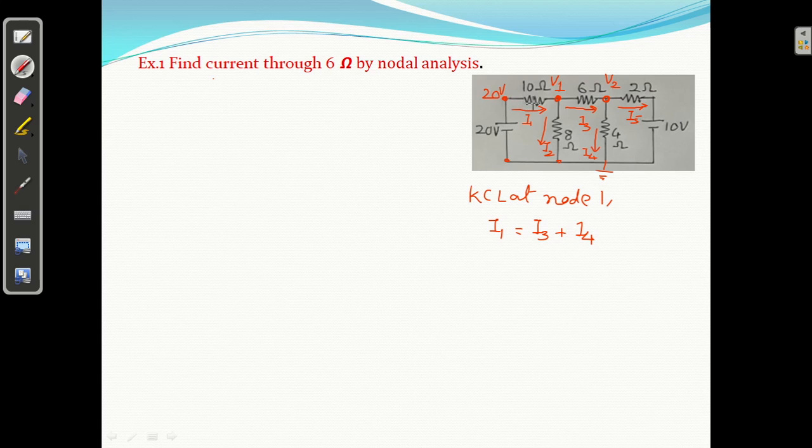Potential difference from Ohm's law. What is the value of I1? Potential difference divided by resistance, V by R. What is the difference between these two? 20 minus V1. Why didn't you do V1 minus 20? We can take V1 minus 20 also. See the direction. Current is going in this way, and we know current flows from higher potential to lower potential. That's why I had taken 20 minus V1 upon 10.